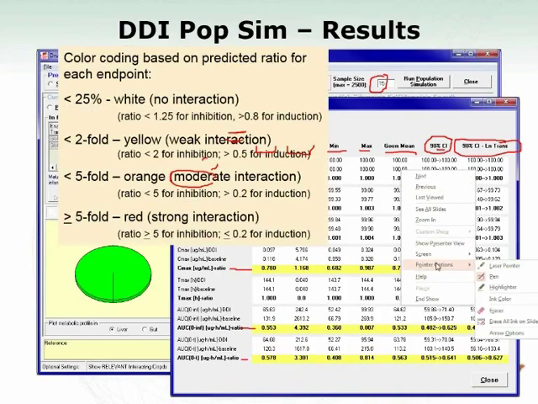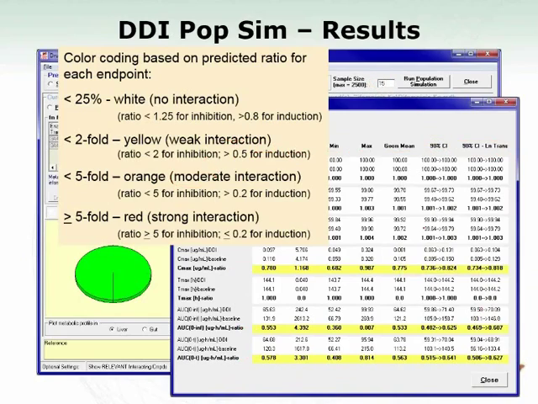And the color coding, just as a reminder, these are the boundaries or the limits. If the ratio is within 25% of the baseline value, that's assumed to be no interaction and you will not see any highlighting for the ratios. Within 25%, it's actually if the ratio is less than 1.25 for inhibition or more than 0.8 for induction.